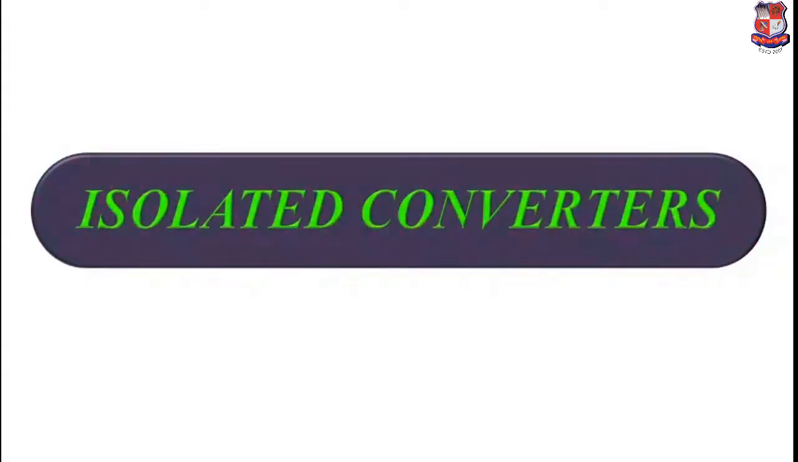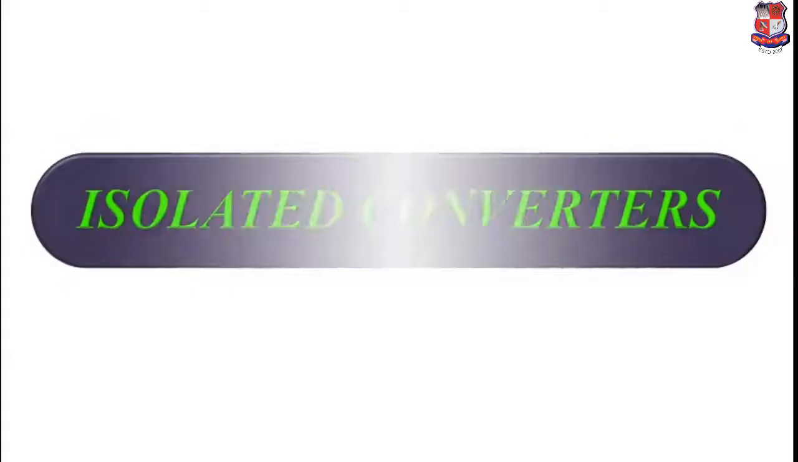An isolated converter is nothing but a converter in which the input side and output side are separated using a coupled inductor or a transformer configuration, which electrically separates or isolates the input circuit and output circuit. So the first converter which we will be studying is the flyback converter.